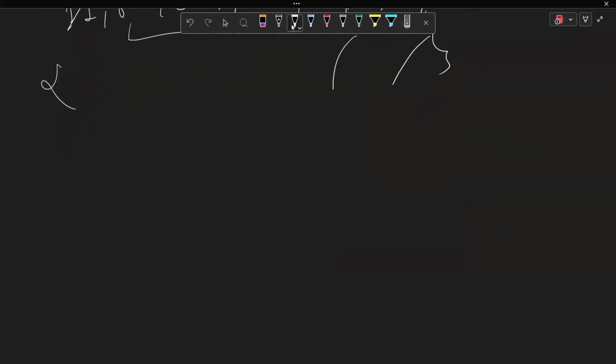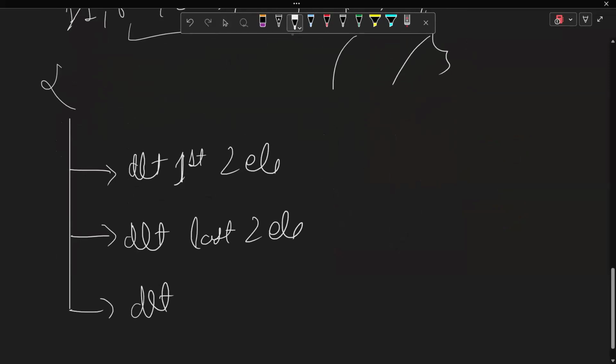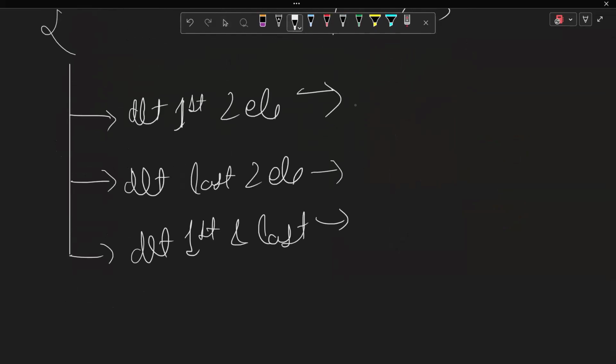So what we are doing is dividing this into three cases. Either delete the first two elements, or delete the last two elements, or delete the first and last element. These can be the only three cases. Can you think of any other case that would be better than any of these cases? Because you would either delete from the start or from the end.